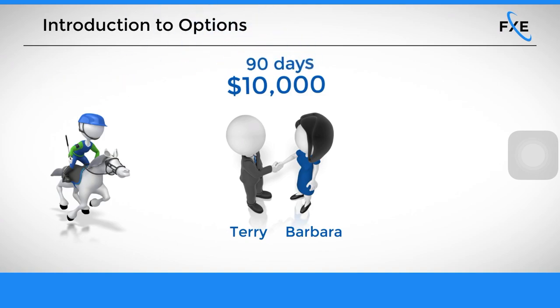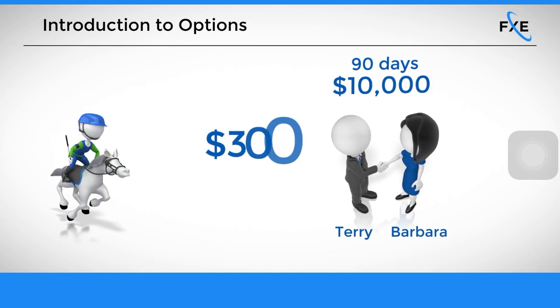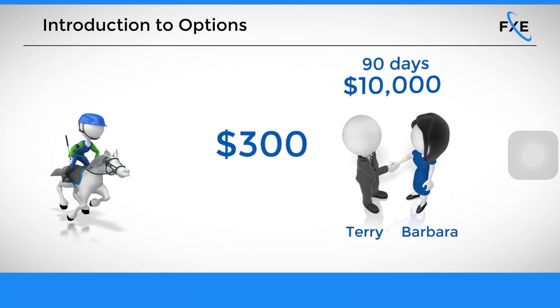Terry asks Barbara not to sell the horse to anyone else for 90 days, allowing him the time to save enough money. Terry offers to pay Barbara $300 to sell the horse to him in 90 days for the agreed amount of $10,000. Now, if Terry can find the money to pay for the horse in 90 days and still wants to buy him, he will pay Barbara $10,300: $10,000 for the horse and $300 for holding the horse for 90 days.